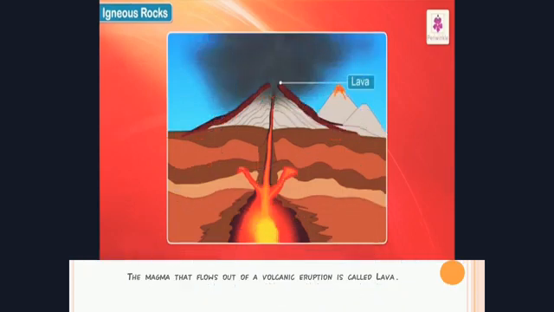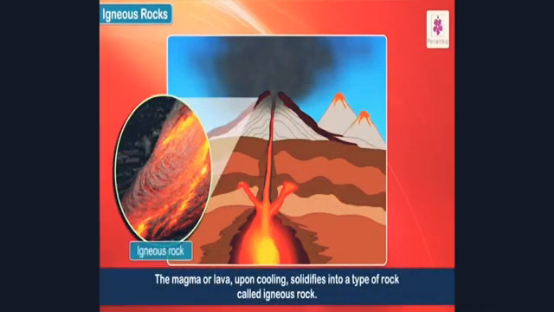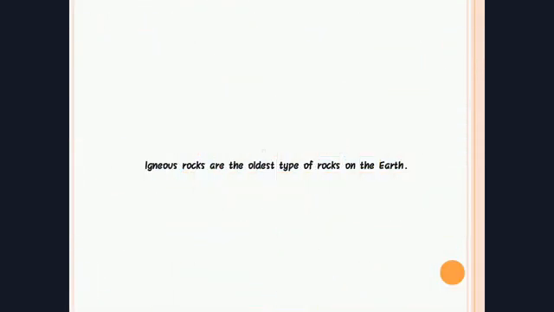The magma that flows out of a volcanic eruption is called lava. The molten magma or lava, when it cools down, solidifies into a rock, and such rocks are called igneous rocks. Igneous means fire formed. Igneous rocks are the oldest type of rocks on the earth.